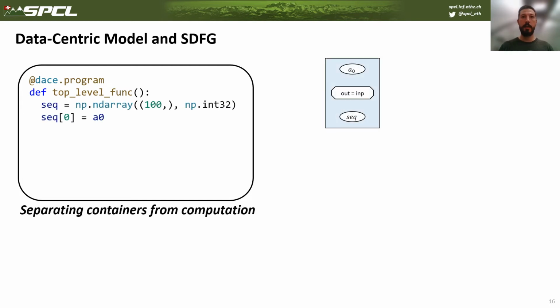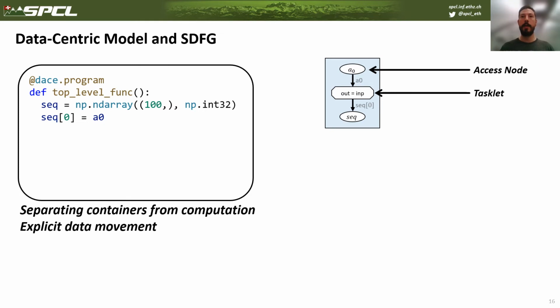Now, in the data-centric model, we separate containers, or data if you prefer, from computation. So these data containers are represented by ovals that we call access nodes. Now, the fine-grained computation is represented by polygons called tasklets. The access nodes and the tasklets are connected by edges, representing the data flow explicitly. These edges have annotations called memlets, which show the exact subset of data that is being accessed.